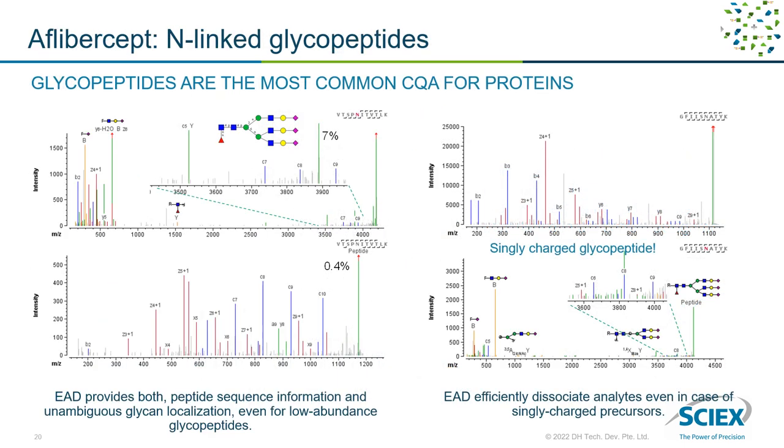Moving again to another new modality, this is a fusion protein that is highly glycosylated. Now, because of the softer, tunable fragmentation of EAD, we can keep the glycan intact on the amino acid base to allow for localization of the glycan as well as identification of the glycan. Now, previously, this glycan would have been lost in chromatography because of its single charge, but because of EAD, we have clarity and confirmation here.